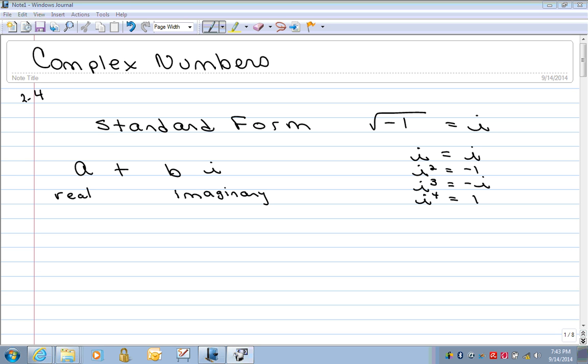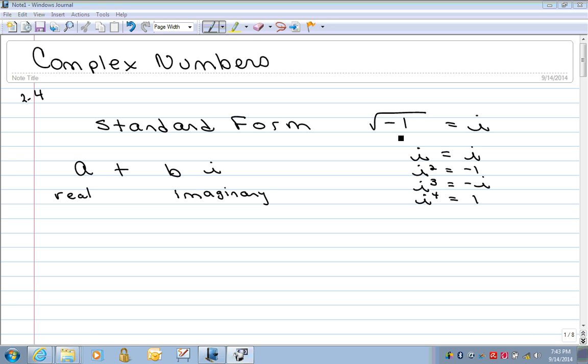Alright, the first thing I want to talk about is the standard form of complex numbers. The standard form is A plus Bi form. The A represents a real number and the Bi is the imaginary number. The B is the real coefficient in front of the imaginary letter i, the i that represents the imaginary number.